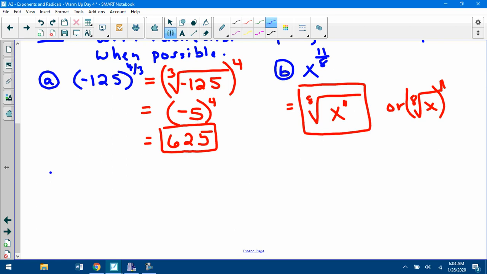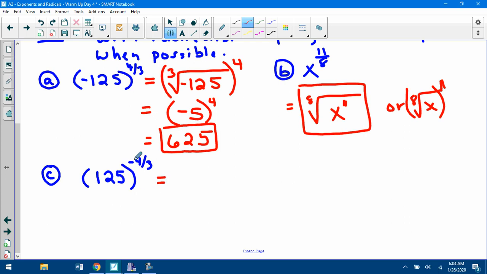Okay, let's try this one. Let's say 125 to the negative 4/3. So kind of similar to part A, but I changed where the negative was. It's in the exponent now. So remember, what does a negative exponent mean? It means to flip the side of the fraction it's on. It doesn't mean to flip the exponent.